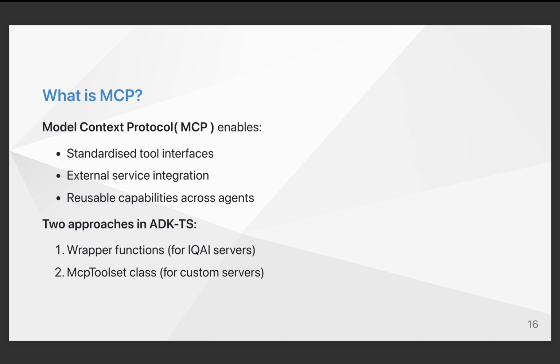Here's what MCP gives you: a standardized tool interface, where every MCP server exposes tools in the same way, making them instantly usable by your agents. It allows for external service integrations. You can connect to Telegram, Discord, GitHub, databases, CRMs, etc. Basically, any service with an MCP server becomes accessible to your agents. And finally, it allows for reusable capabilities. So once an MCP server is created, any agent can use it. No more reinventing the wheel for common integrations.